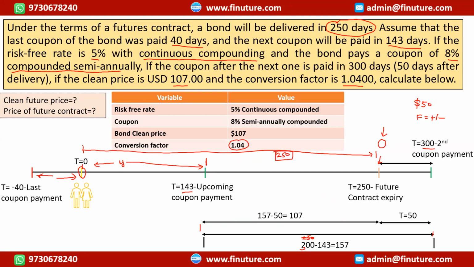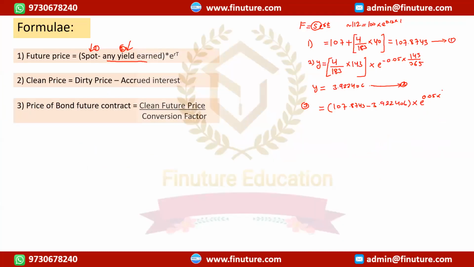So for the future price, I need to compound from spot from this point till this point. So 5% is annual. If I divide it by 365 days, I will get the one day rate. I need to compound it for 250 days, so I will multiply it by 250. If you calculate this quantity, this price would be equal to 103.9519 into this number. So just calculate this in Excel.